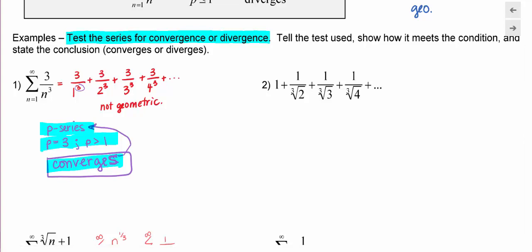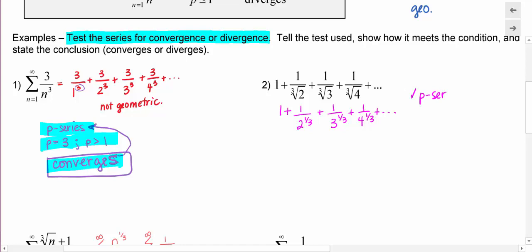All right, so if it's written out already for us, sometimes it's written as radicals, and we would prefer to see those as exponentially written. So this would be 2 to the 1/3, 1 over 3 to the 1/3, 1 over 4 to the 1/3, etc. And so I can see that, yep, this is a P-series test that we're doing because this is a P-series type series.